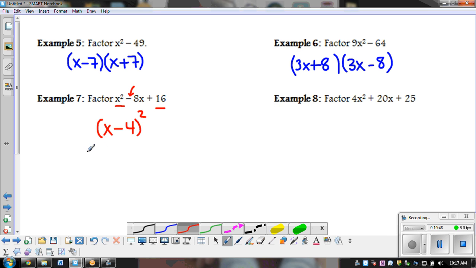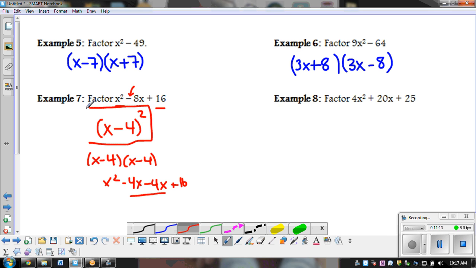If you're not sure with these, you can FOIL them back out. And if you did x minus 4 times x minus 4, and multiplied that back out, when you FOIL, you're going to get x squared minus 4x minus another 4x plus 16. And when you combine those negative 4x's in the middle, that's where that negative 8x comes from. So that's why we can just do parentheses x minus 4, parentheses all squared.